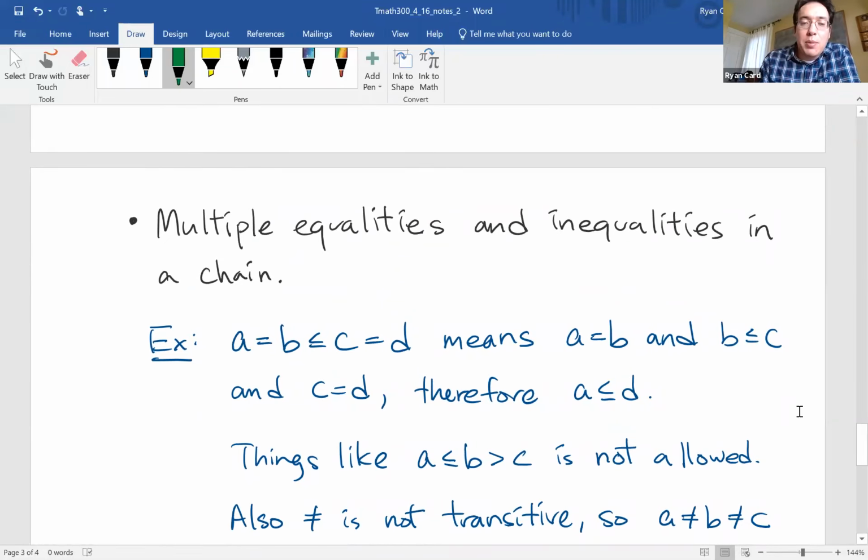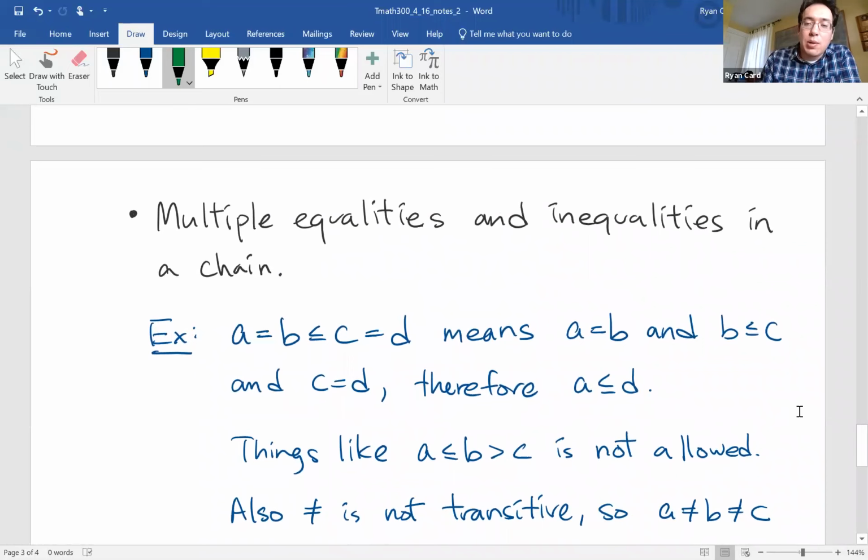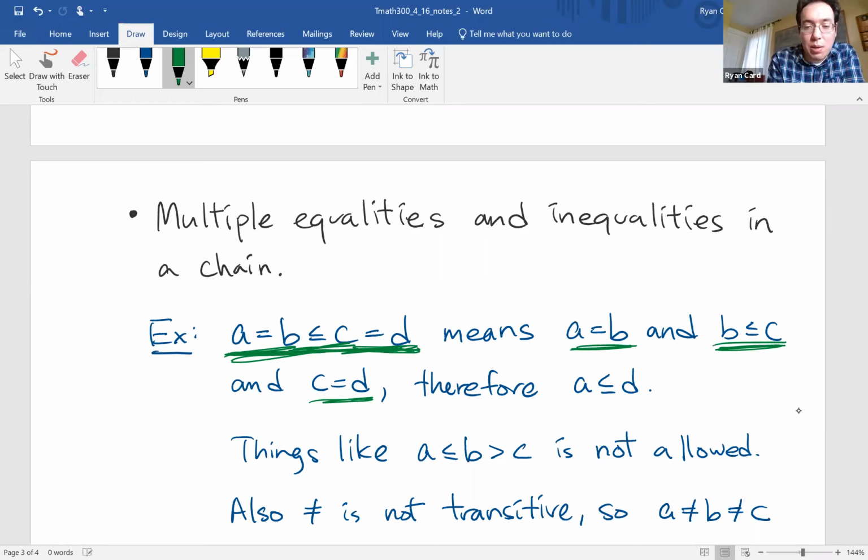So sometimes you get what's called chain equalities or chain inequalities. You write down multiple statements connected by equal signs or inequalities. So if you write A equals B is less than or equal to C, which equals D, that's a shorthand for saying each of these pairs is comparable. So A is equal to B, and B is less than or equal to C, and C is equal to D. So these four things chained together are really three separate statements that are chained that way.